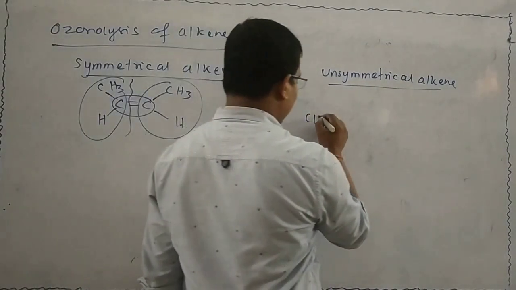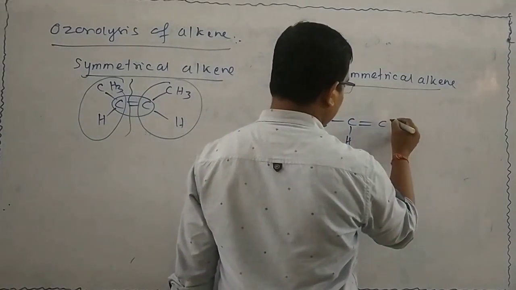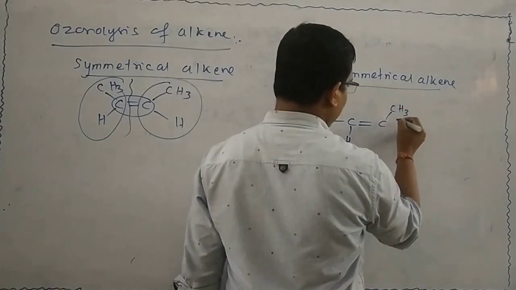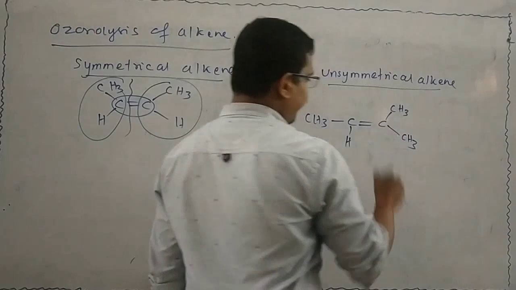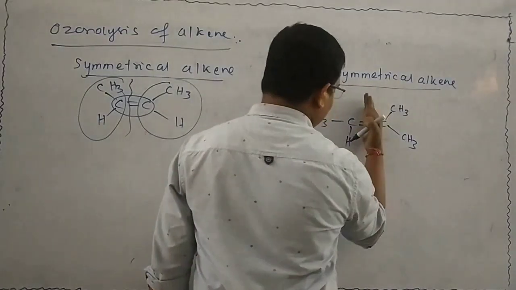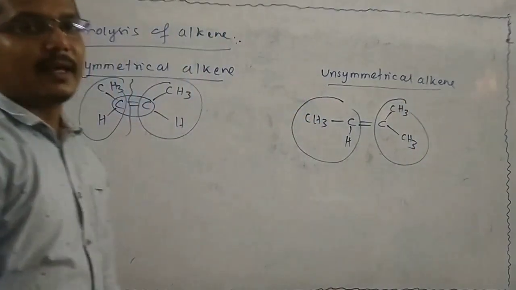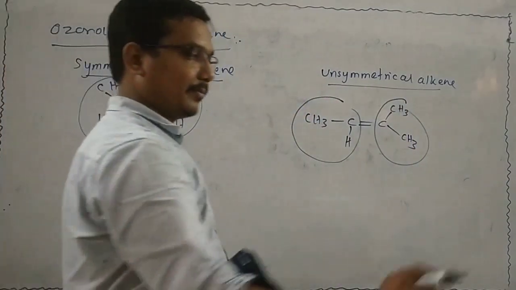Let me explain unsymmetrical alkene. Now pass a plane like this. This part is not equal to this part. This is said to be an unsymmetrical alkene.